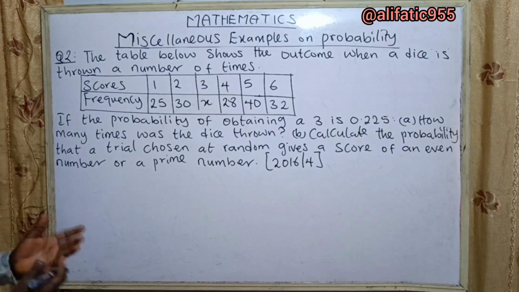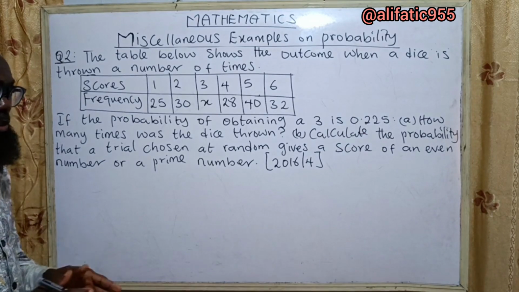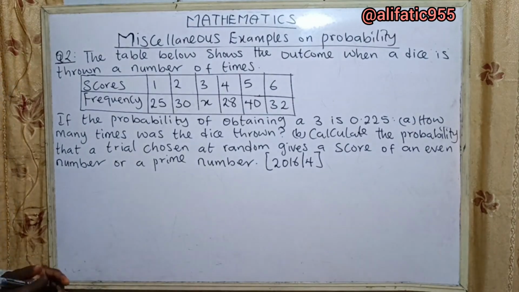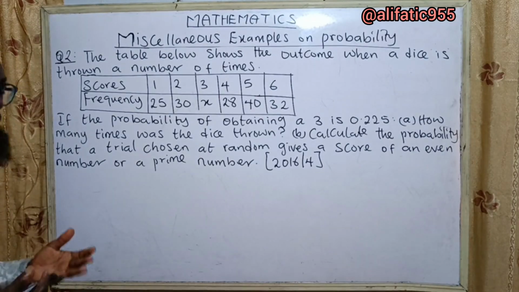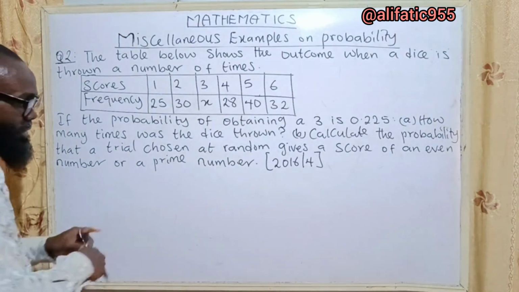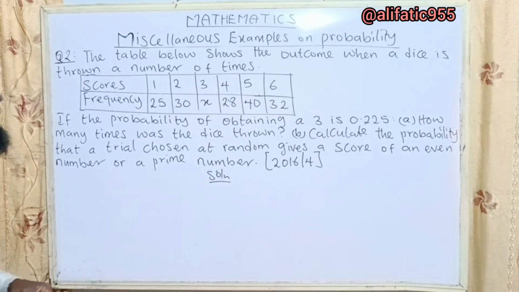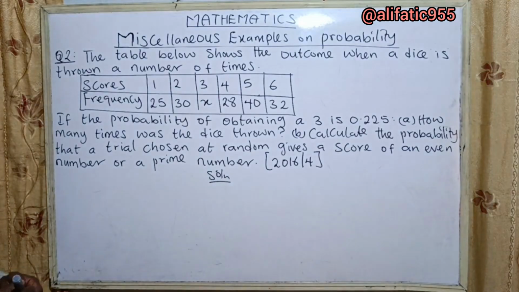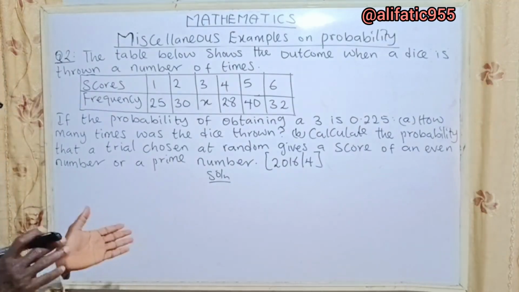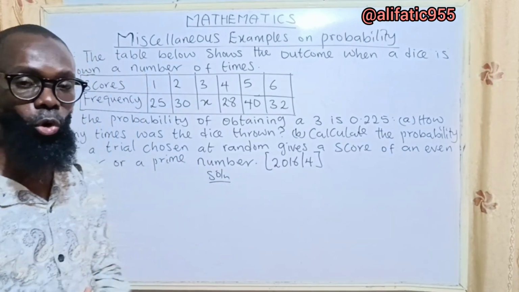Question A, how many times was the dice thrown? Question B, calculate the probability that a trial chosen at random gives a score of an even number or a prime number. Now, let's proceed. So this is WAEC 2016 question 4. Don't forget, to solve questions like this, you have to start from known to unknown.